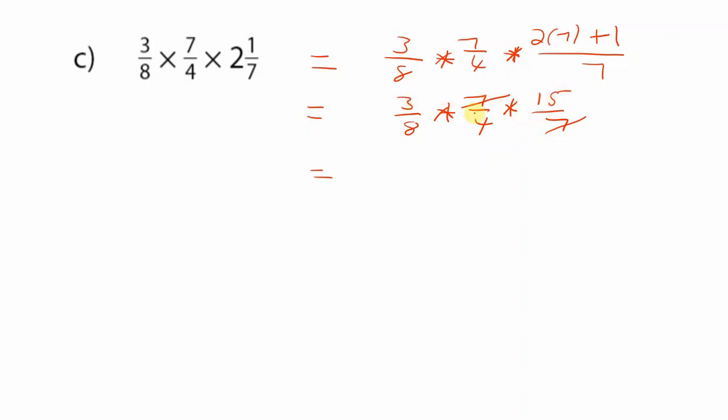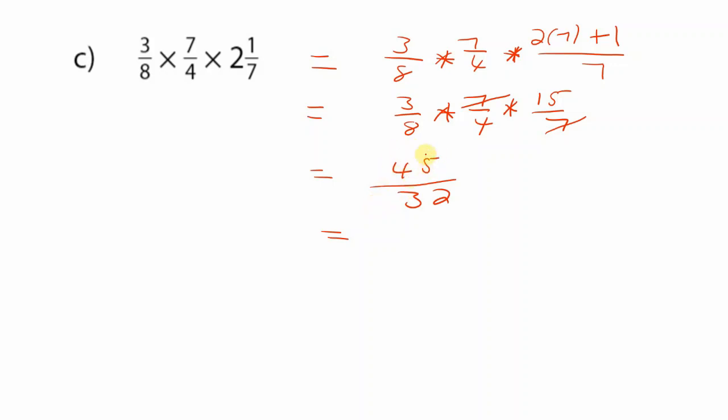So now we can multiply tops. 3 times 1 is 3. Times 15 is 45 at the top. Let's do the same with bottoms. 8 times 4 is 32. Times 1 is 32. Is this in simplified form? No.